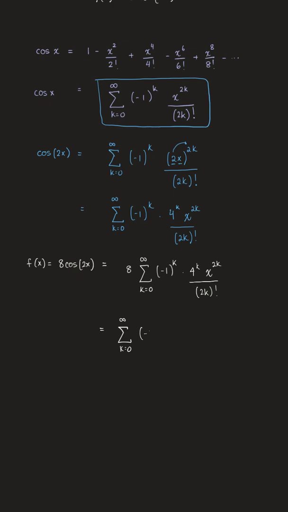So here we have negative 1 to the k, and then 8 times 4 to the k. I can't combine those because 4 is being raised to the k power. x to the 2k all over 2k factorial. And that is the representation that we were looking for.